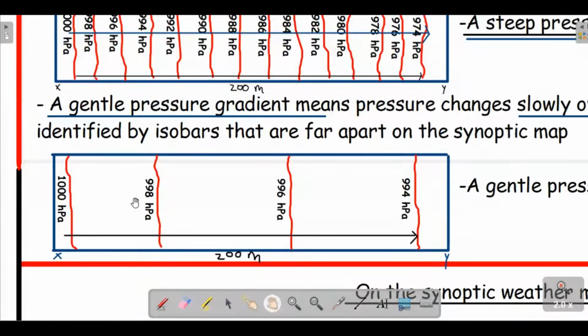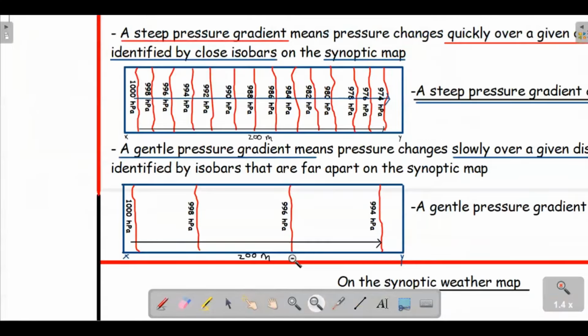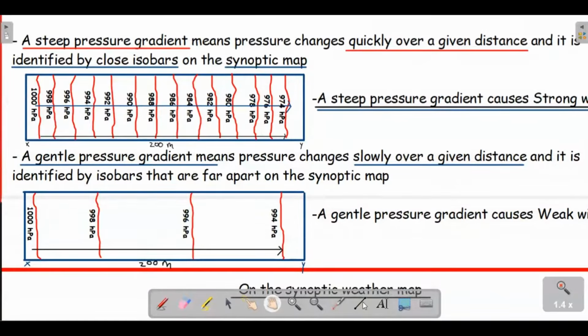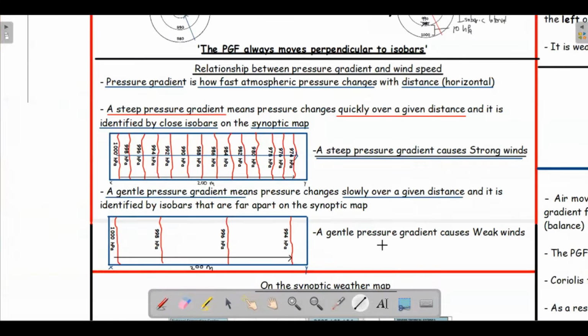So the isobars are far apart. And that's how you identify a gentle pressure gradient, by far apart isobars. This means that the pressure gradient is gentle. Pressure changes slowly over a given distance. And a gentle pressure gradient causes weak winds. So I'm expecting calm weather in this region.